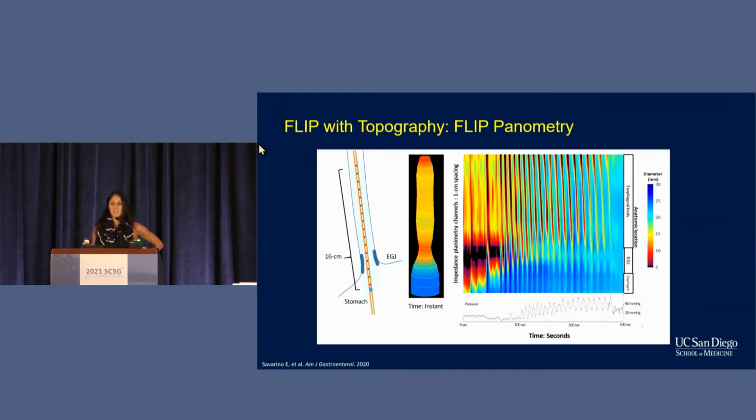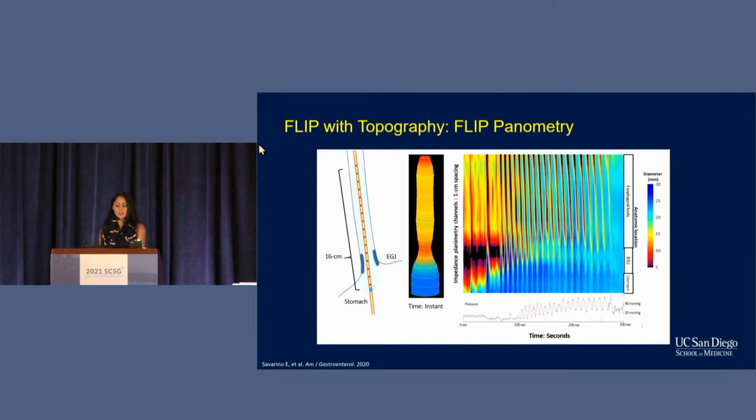Now, what's been really amazing is the evolution of FLIP. So I showed you that version 1.0, that was a 3D rendering of the esophagus. Now we have FLIP with topography, also known as FLIP panometry. This is akin to what we see with high-resolution manometry, where on the x-axis is time, and the y-axis is the esophageal body. So now in real time, when we're performing FLIP, we can appreciate these properties on a continuum of time.